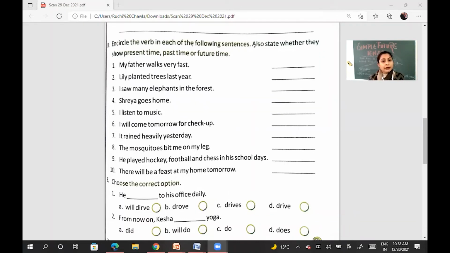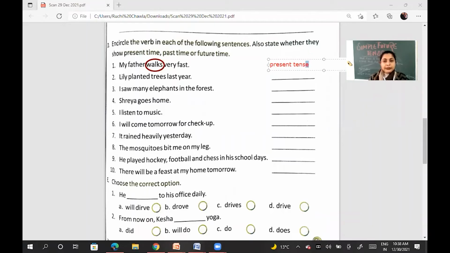Alright, number 1, my father walks very fast. Now what is the action word? The action word is walks. Now S is added, and where do we add S or ES? Simple present tense. So what is the answer? Present tense. We will simply write present tense.